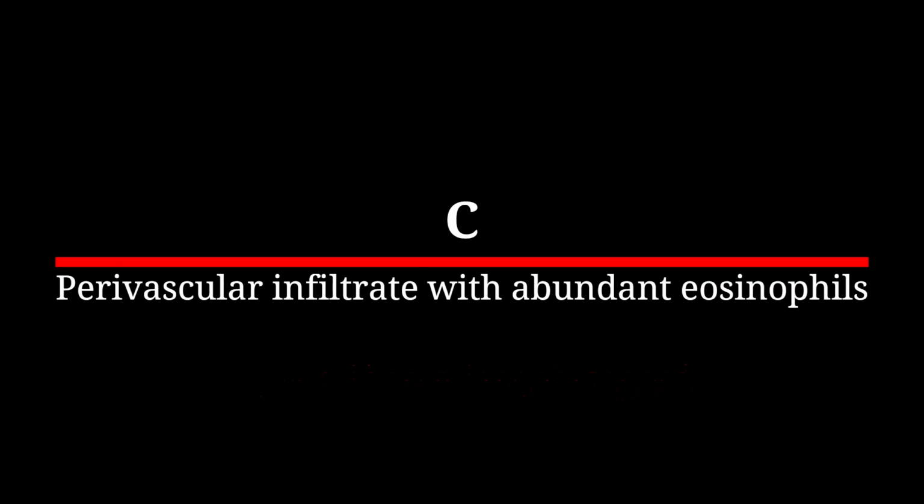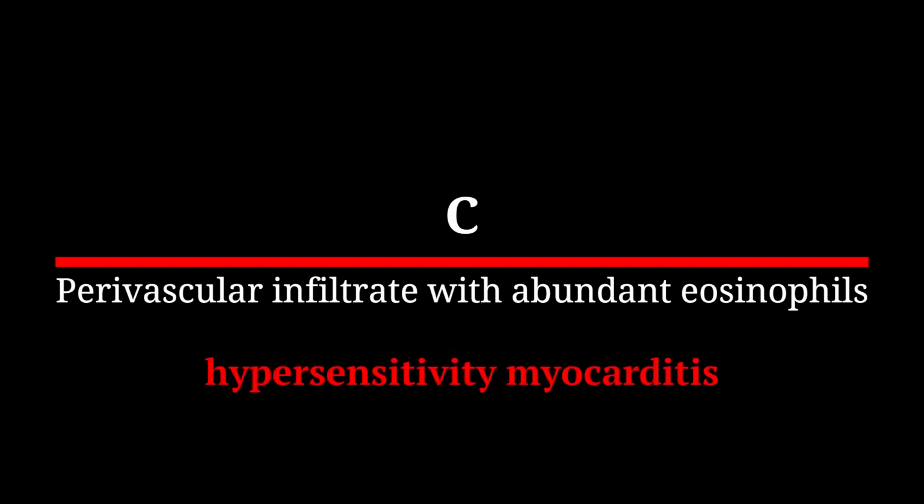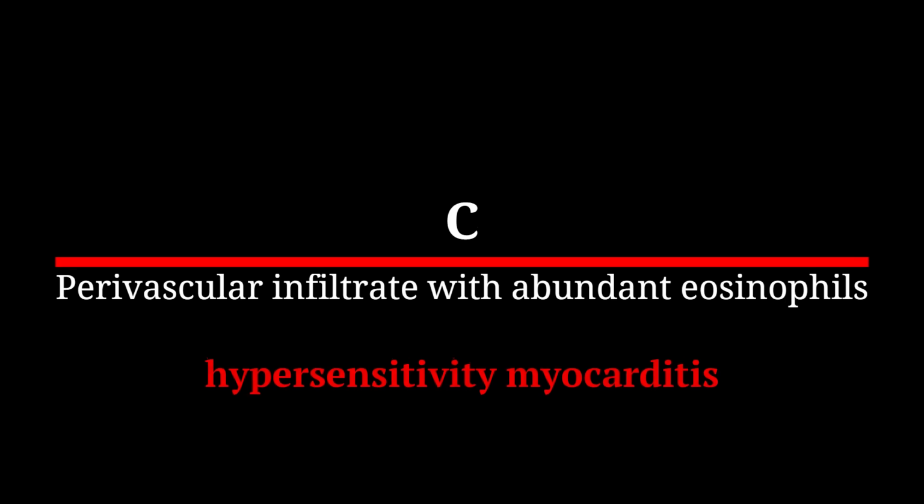C. Perivascular infiltrate with abundant eosinophils. Perivascular infiltrate with abundant eosinophils is a histopathologic presentation consistent with hypersensitivity myocarditis. A large percentage of cases of hypersensitivity myocarditis are believed to occur due to initiation of a new drug therapy, against which the body mounts an atopic response.